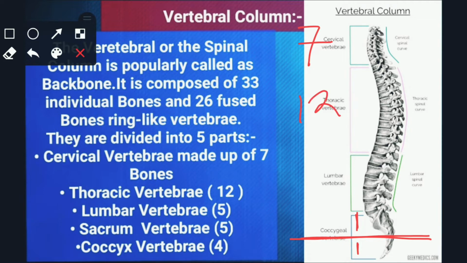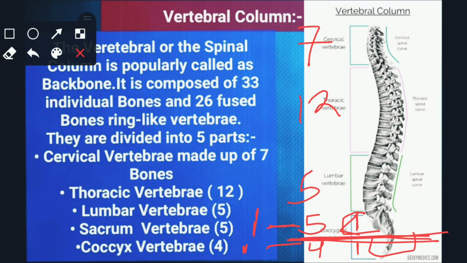Now we are talking about the lumbar, which is composed of 5 bones. Then this last part is composed of 2 parts. This is the sacrum, 5 bones, and the coccyx, this last part, which consists of 4 bones. So 7, 12, 5, 5, and 4 bones. Now these 5 sacrum bones are fused together to form 1 bone, and these 4 coccyx bones are combined together to form 1 bone.